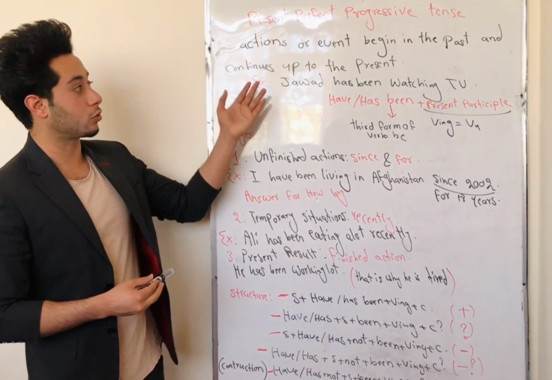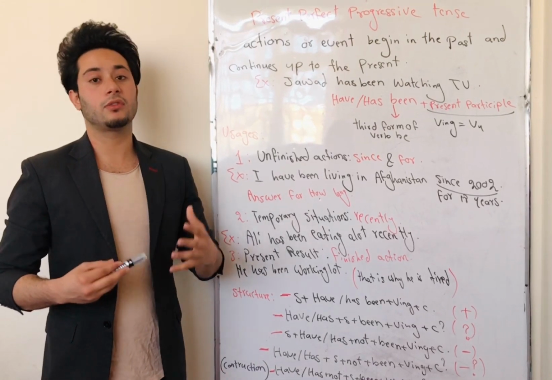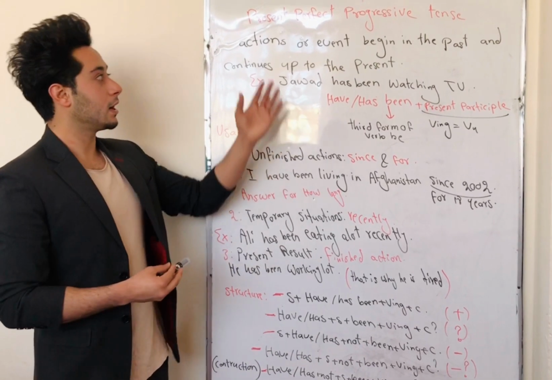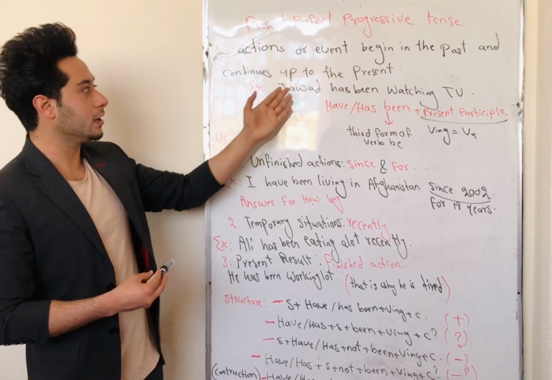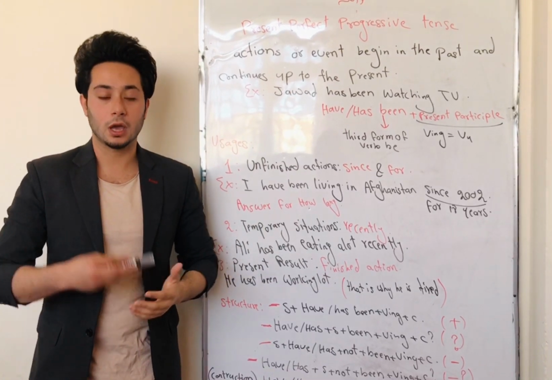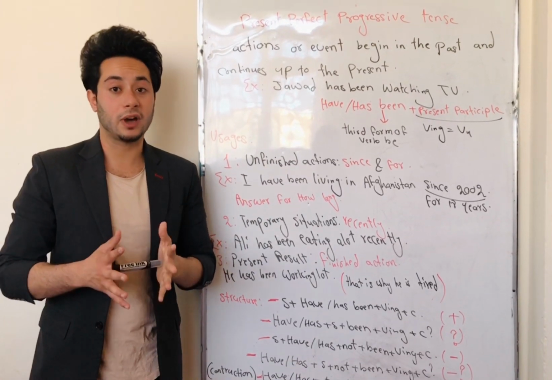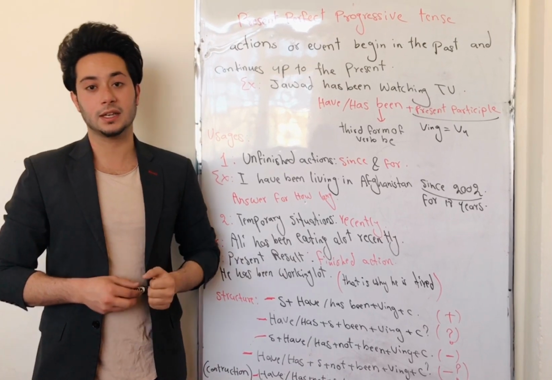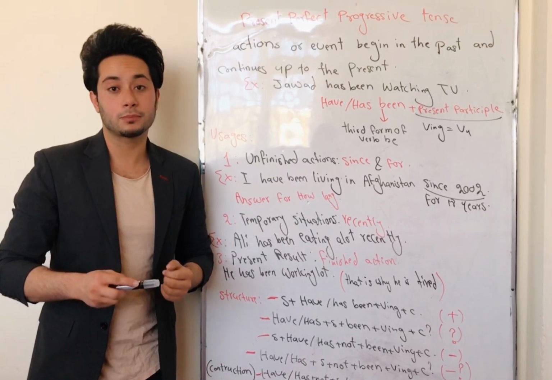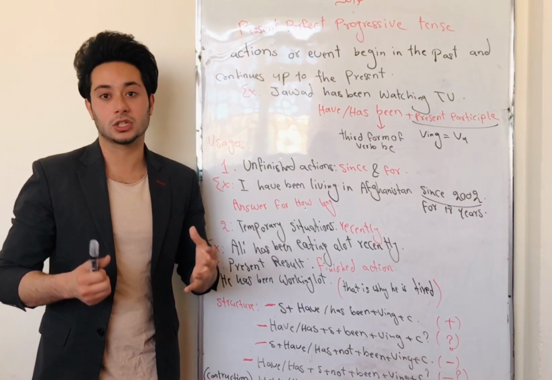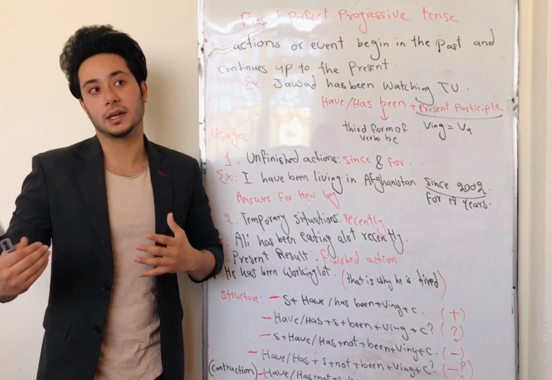What is present perfect progressive tense? Simply, we can define present perfect progressive tense like this: actions or events that begin in the past and continue up to the present. Also, we can use present perfect progressive tense to talk about those actions that started in the past and have come to the present.